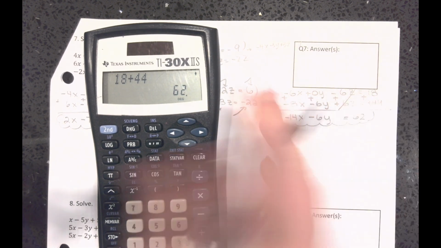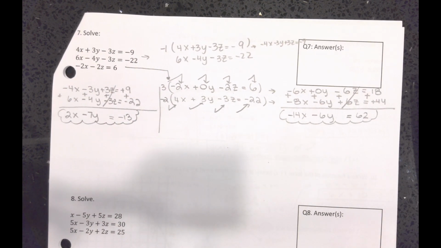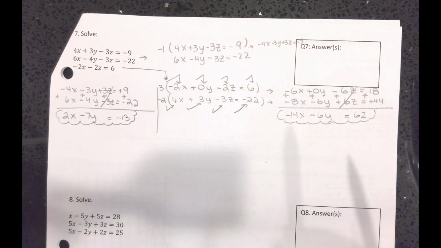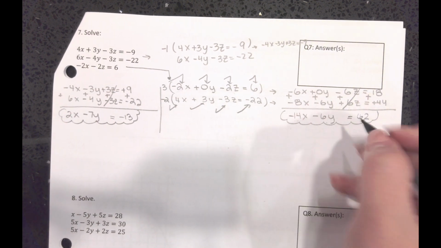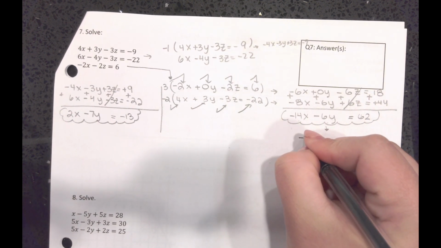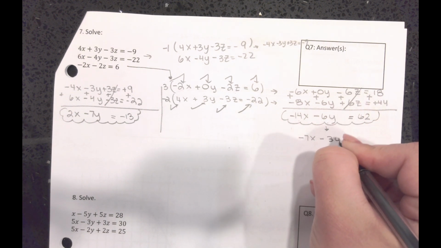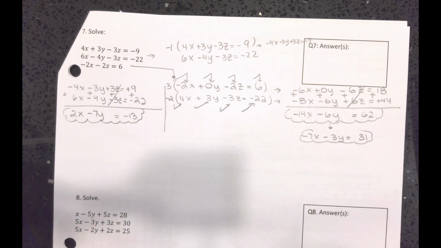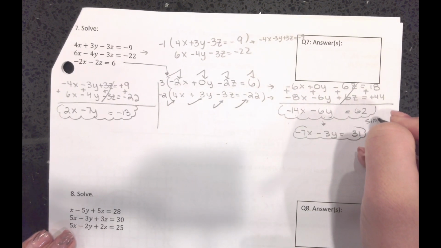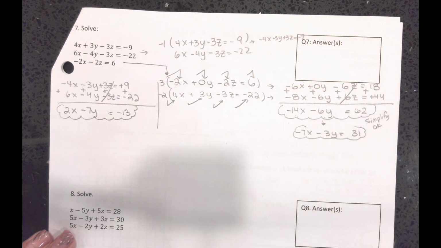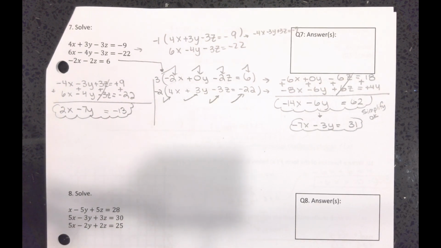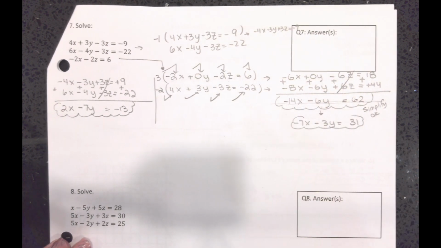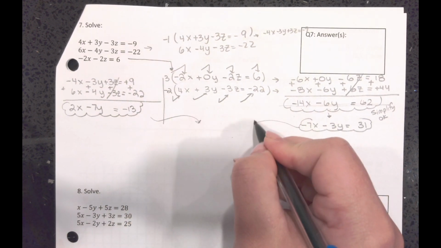Now, a question came up in previous days. Should we simplify these? If you can, go for it. So maybe you can divide every single thing by 2. So we would get -7x minus 3y is equal to 31. You can do that, but you don't have to. So if you simplify, it's okay to simplify. You don't have to, but if you are simplifying, please don't set these equal to each other. If you simplify, then this equation's gone. So then you're going to set these equal to each other.